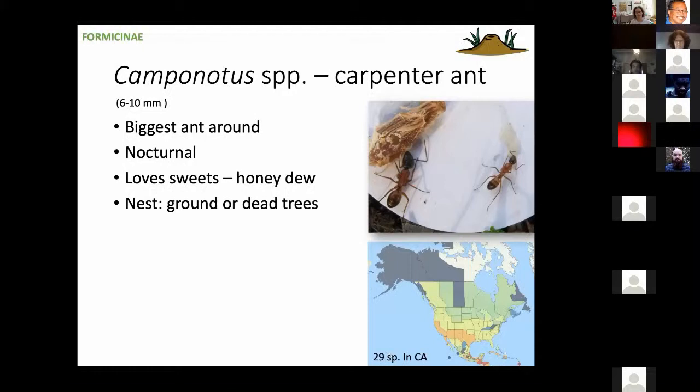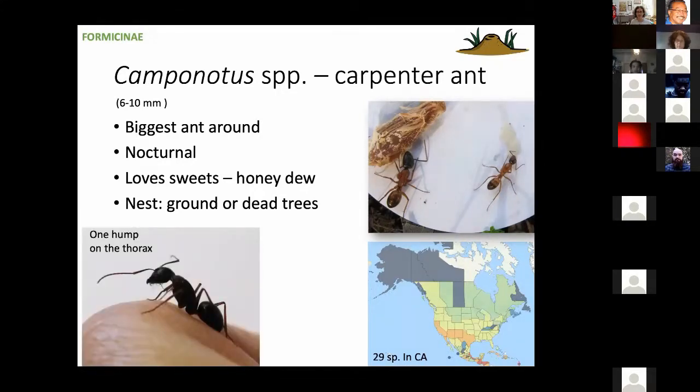Many of them nest in the ground, others nest in dead trees. They also really like honeydew and sweets. And in general, they are nocturnal, but early in the morning or when it's not too hot, they'll still be outside foraging, and late in the afternoon, but at night, it's when they're really active. These are the ants that I mentioned that they don't sting, but they will bite you if they can. And they might try and spray some formic acid on that.